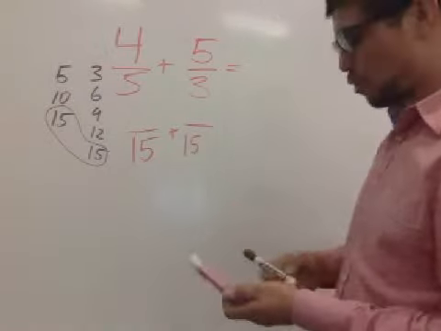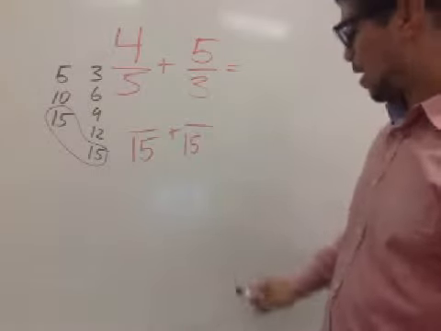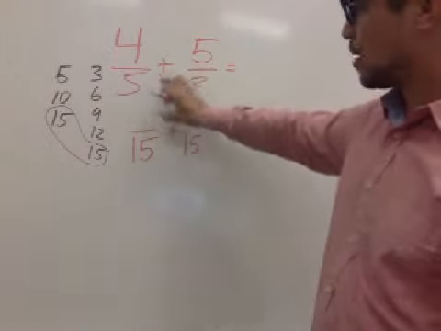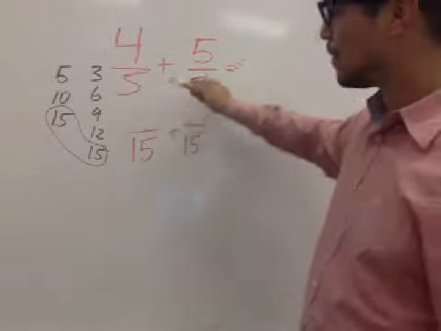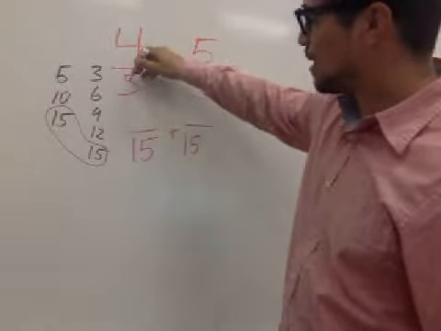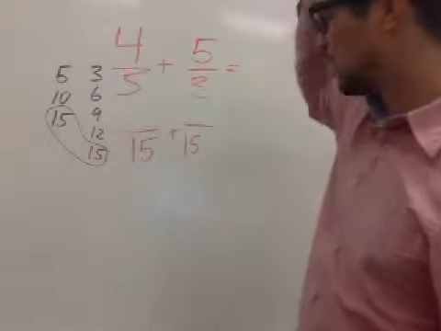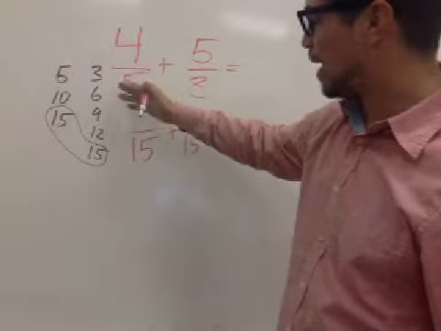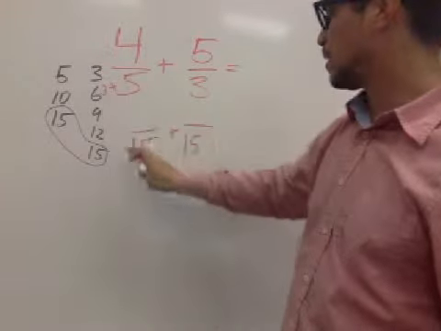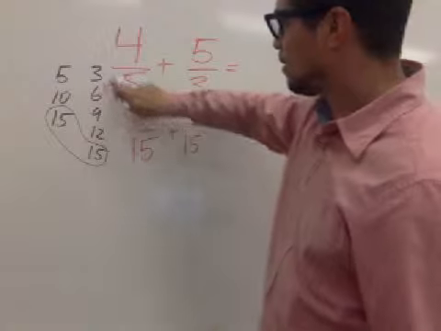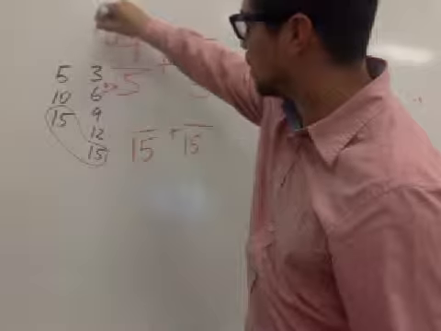Now, how do I go from changing the bottom to changing my numerator, the number on the top? Because if I change the bottom, I have to change the top as well. Well, this 5, I multiplied it by 3. Looking at it, we know that 5 times 3 is 15. So if I multiply the bottom by 3, I also have to multiply the top by 3.